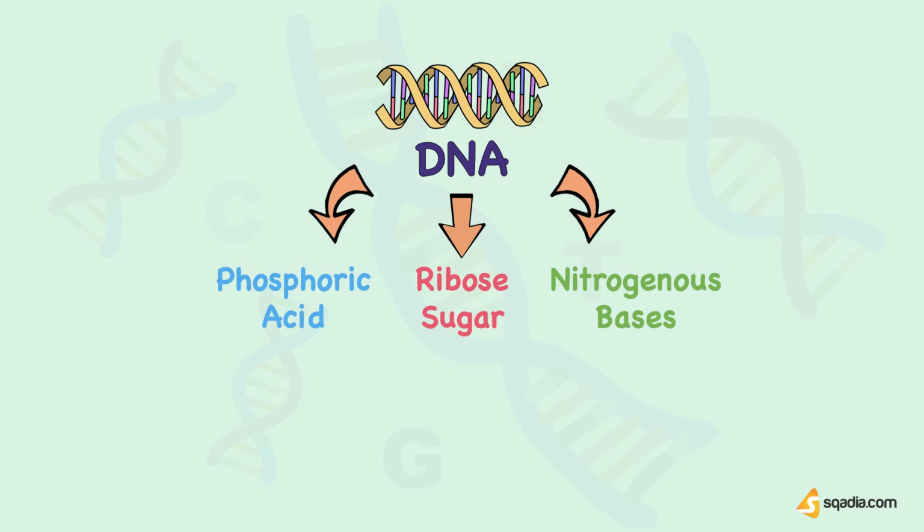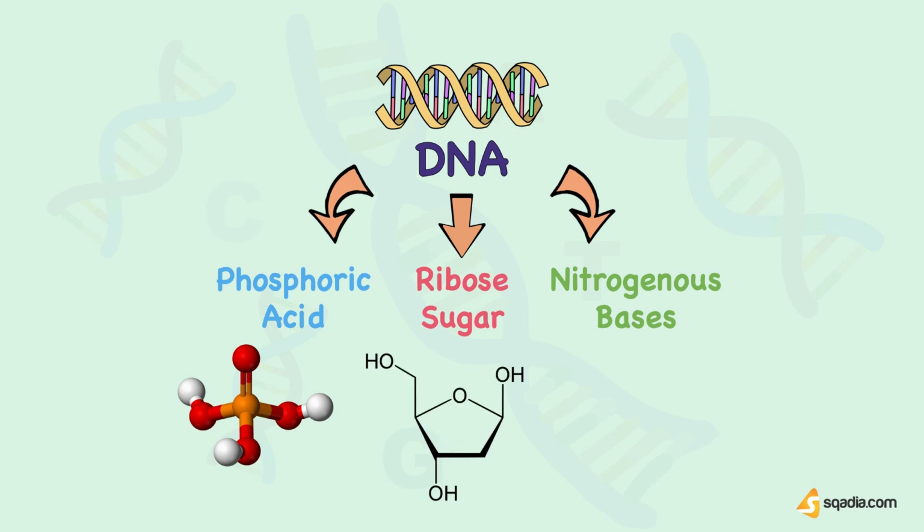This is the general structure of phosphoric acid. This phosphoric acid is attached to deoxyribose sugar. This deoxyribose sugar is then attached to the nitrogenous bases. Phosphoric acid is attached to ribose sugar, and this combination is later attached to nitrogenous bases.